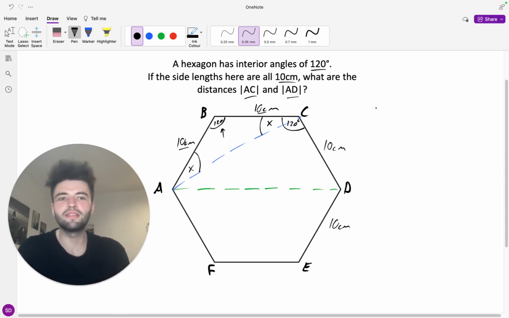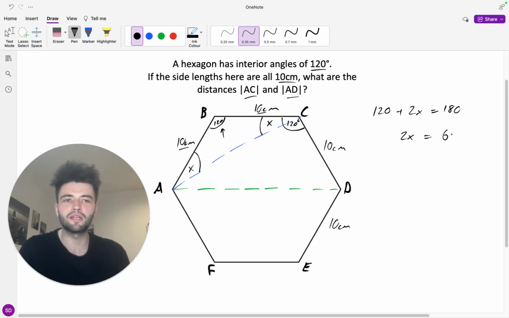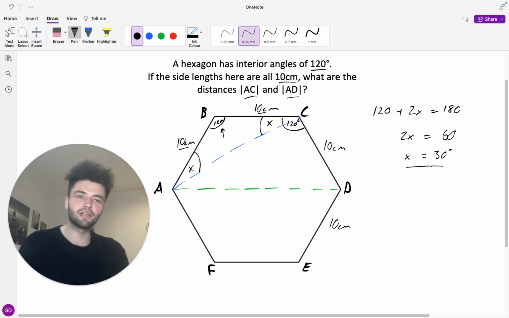What this means is that if we have 180 degrees in every triangle, which we know that we do, we can say that 120 plus 2x is equal to 180, because that accounts for all of these three angles. And so therefore 2x is going to be 180 minus 120, which is 60, and therefore x is going to be 30. So that is going to be 30 degrees. So now we know all the angles in this little triangle here. And so that's step one, if you like.